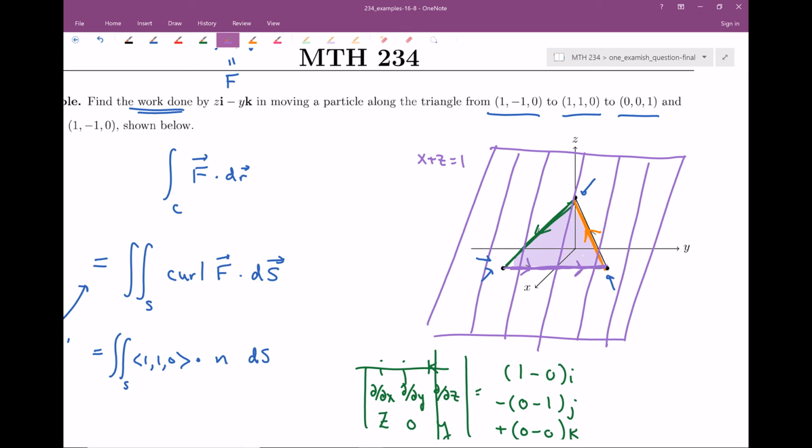If you take x plus z for each of the three points, that's equal to 1 every time. So this plane equation satisfies all 3 points.